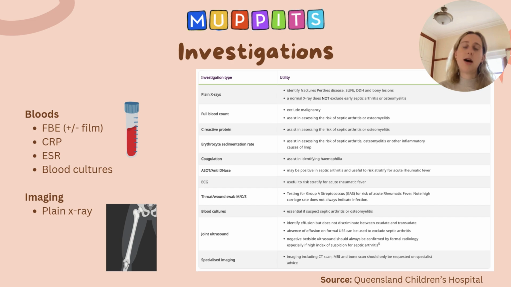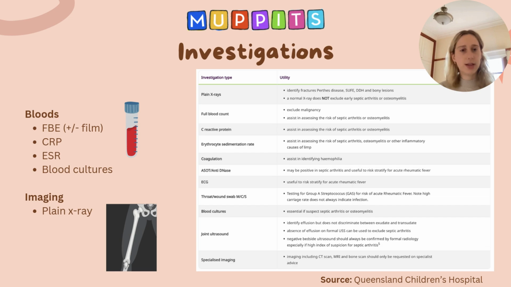CRP and ESR help us differentiate between transient synovitis and septic arthritis, but noting that if we do have clinical suspicion for septic arthritis, we're not going to be waiting for these to come back. We're going to be referring straight to the orthopedic surgeons. Blood cultures can also be helpful in working out if there's an associated septic picture, and taking those prior to commencing antibiotics. Imaging, most useful is going to be a plain X-ray in most cases.